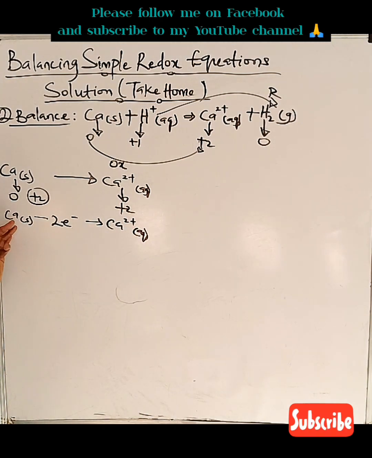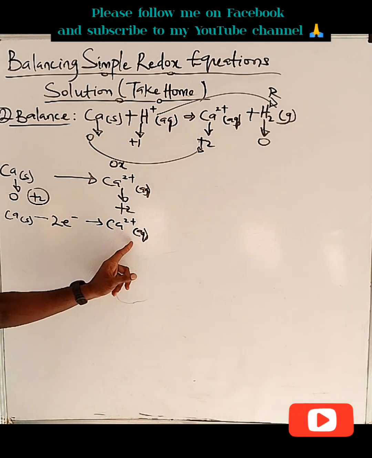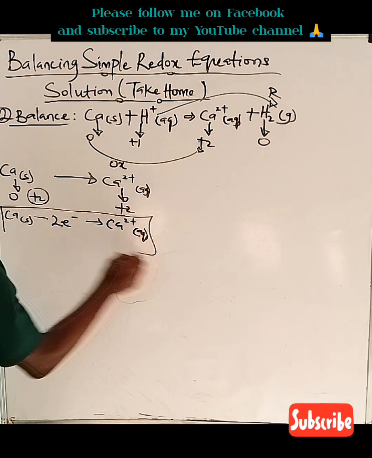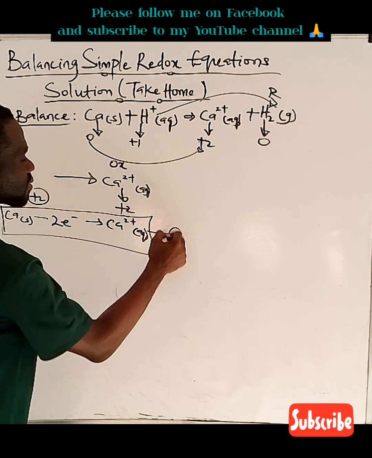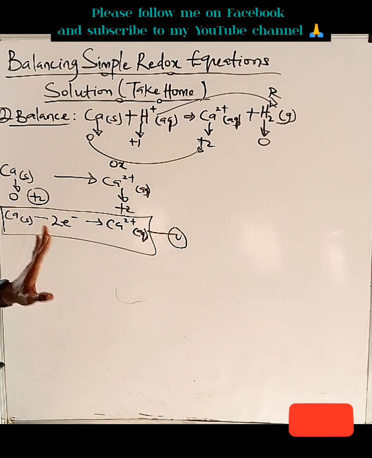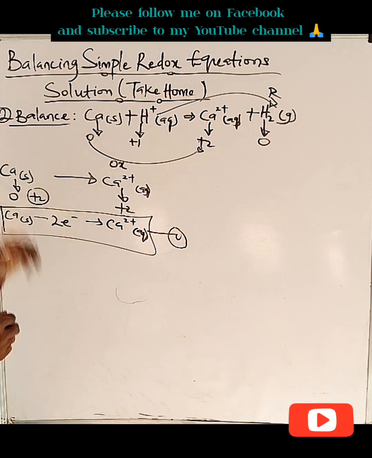So let's see if the amount of atoms of calcium on the reactant and product are the same. 1 atom of calcium on the reactant end and 1 atom of calcium on the product end. So this is balanced already. We're done with the very first part of it. We are done with oxidation. Everything is well set out. So let's look at the reduction.